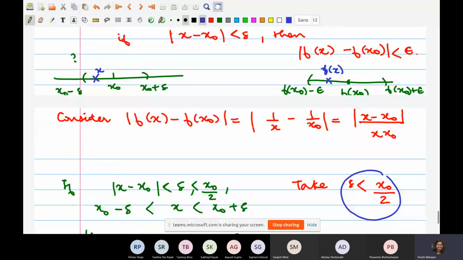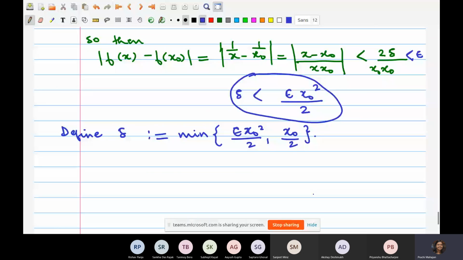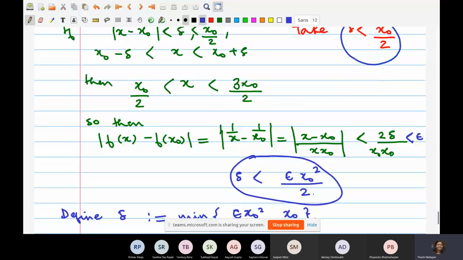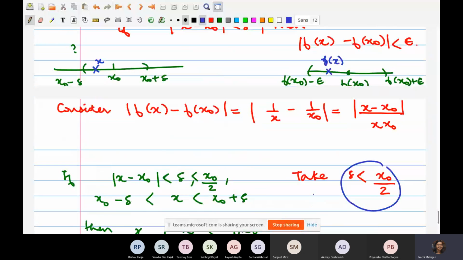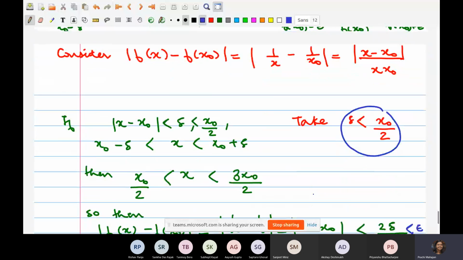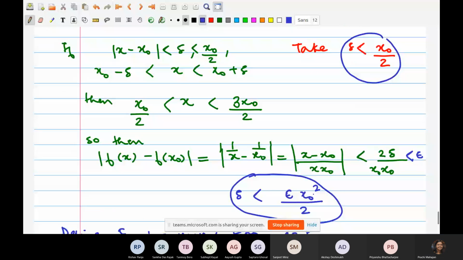So if somebody asks you a question, prove that this function is continuous using the epsilon delta definition, all that I have written here is all that goes on in your mind. All of this is not required.